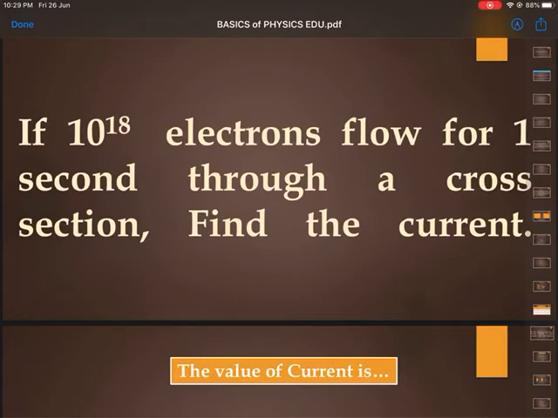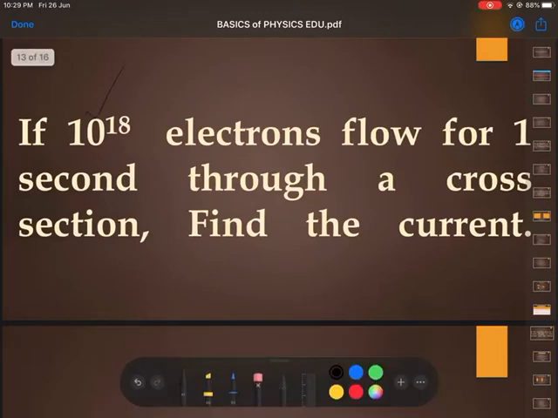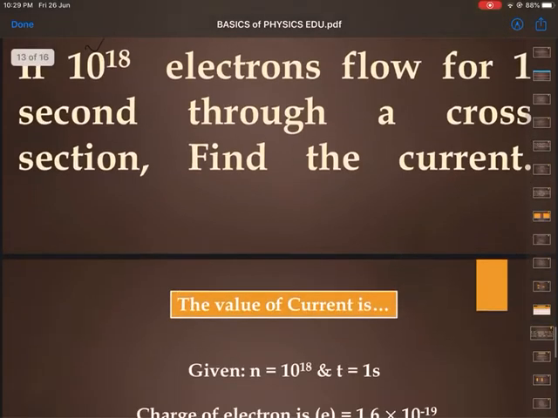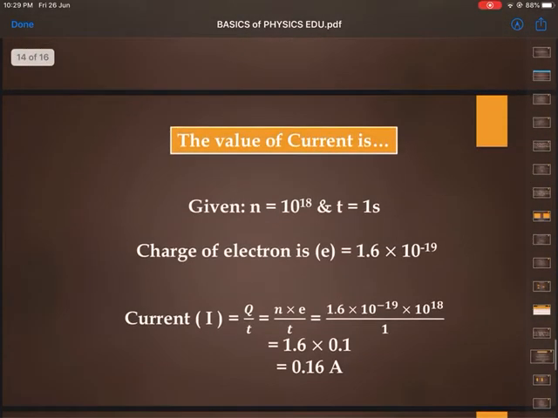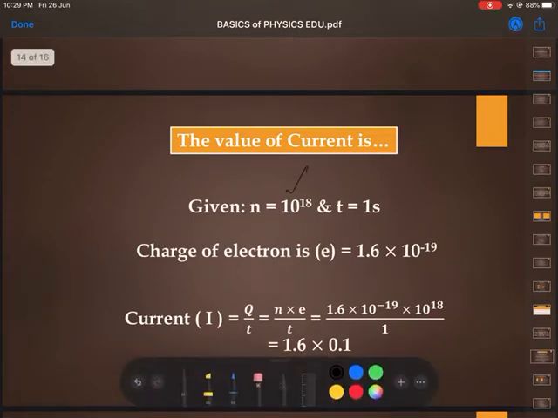Now let us say a very simple problem: if 10 raised to 18 electrons flow for 1 second through a cross section, find the current. Now there is nothing very difficult, but still we should know. The number of electrons is given here, 10 raised to 18. Time is given as 1 second. The charge of 1 electron, I think all of you know, is 1.6 times 10 raised to minus 19 coulomb.